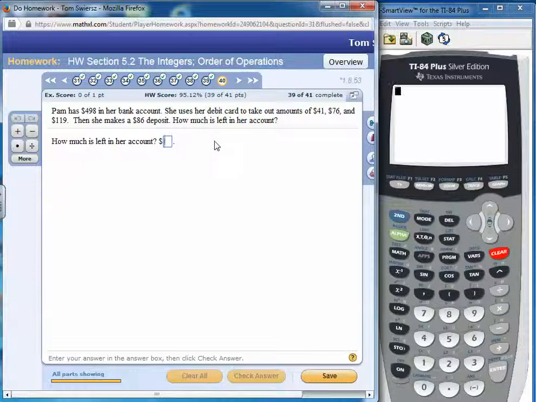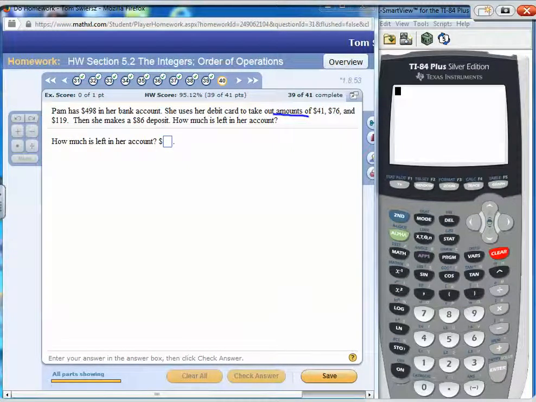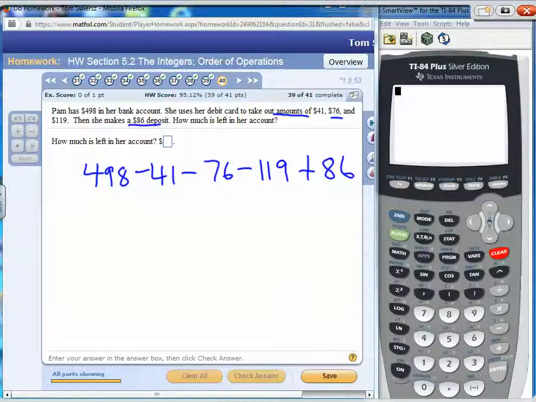Pam has $498 in her bank account. So she starts with $498. She uses a debit card to take out amounts. So she's lowering her balance, right? $498. She's taking away 41. Well, actually, probably just do it horizontally. She's taking away 41. She's spending 41. She's spending 76 and 119. So those are all subtractions. Then she makes a deposit of 86, so she adds on, right? Adding to her account how much is left.